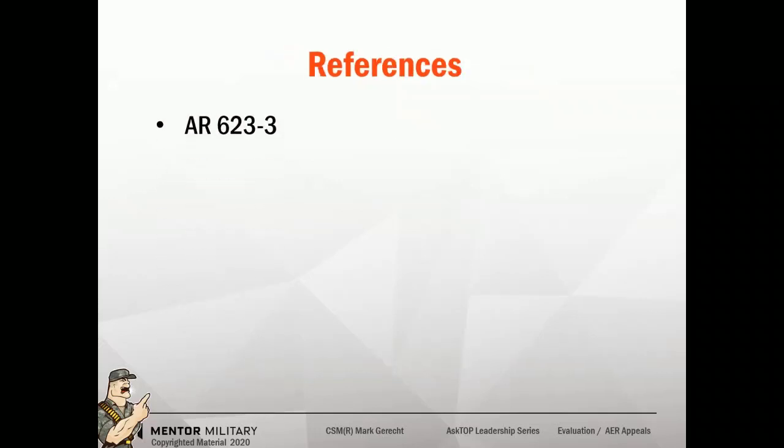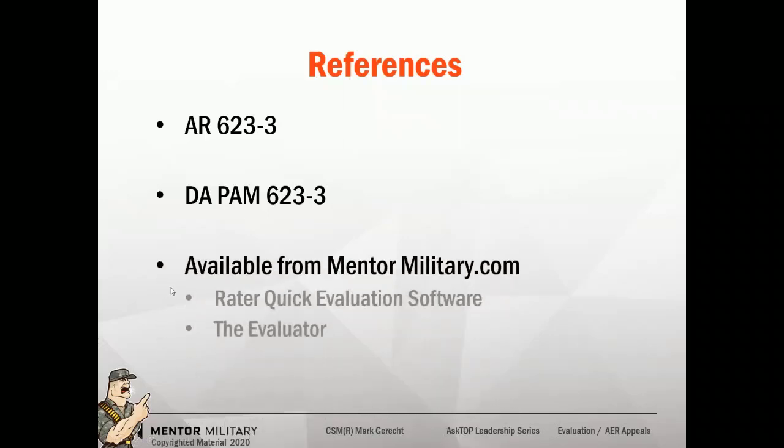Now, let's talk about references. AR 623-3 will help you understand what can be appealed. DA PAM 623-3 will walk you through the specific process of developing your appeal. There are also two other products that I would encourage you to look at: RaterQuick evaluation software and the Evaluator, available from MentorMilitary.com. These have checklists, examples, samples, process, and procedures that can walk you through how to prepare your appeal.